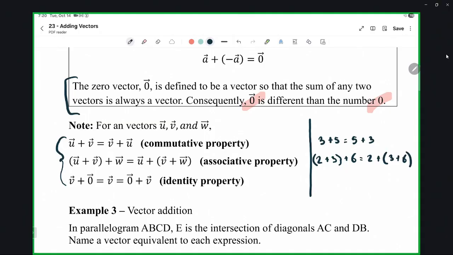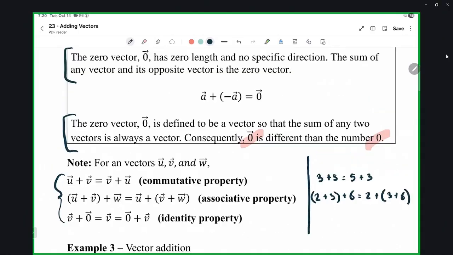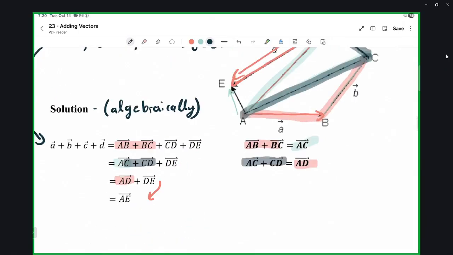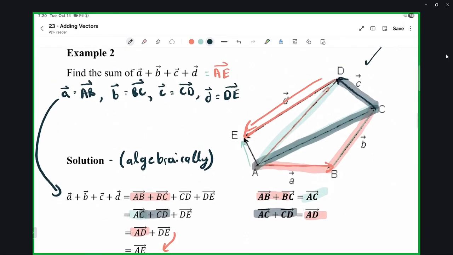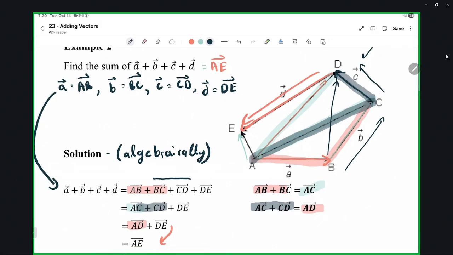So the order that you add things is irrelevant. You can also notice that you could have arrived at that conclusion from here. So for example, you could have added, say, vector BC plus CD first, and you would have had vector BD. And then if you were to add AB plus BD, you get AD. So you get the same kind of result when you work around with this.